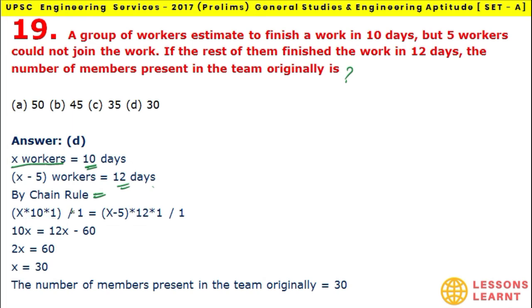So by chain rule method, X into 10 into 1, X is the group of workers, into 10 days into 1 divided by 1, is equal to X minus 5, means the actual workers who worked and completed the task in 12 days, into 12 into 1 divided by 1. So we get this equation like this, and by solving this equation we get the value of X is 30. So the originally team members present in the group were 30. So option D is correct.